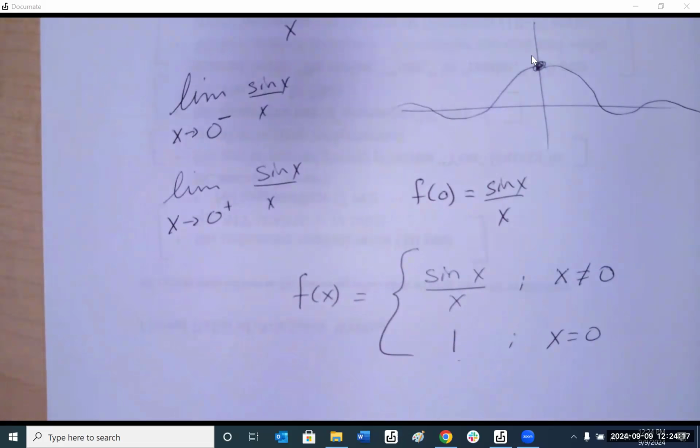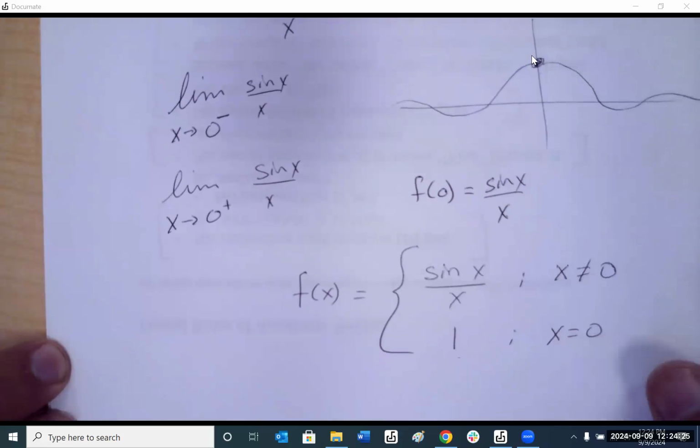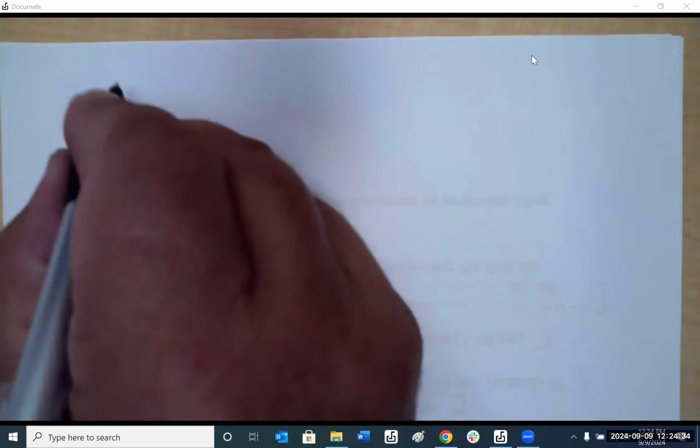This is where the beauty of mathematics is, you can make it do what you want it to do. So if you're asked to, just make sure you look at the graph and then make a piecewise defined function from there.